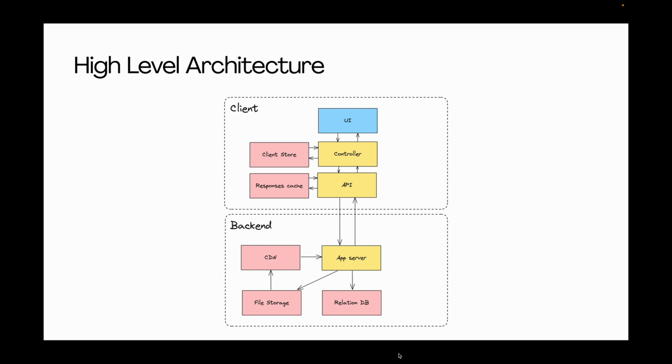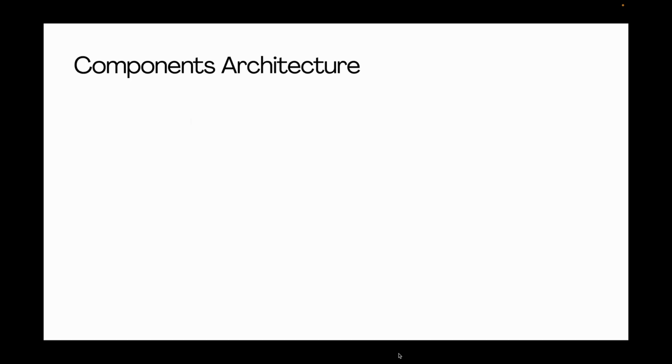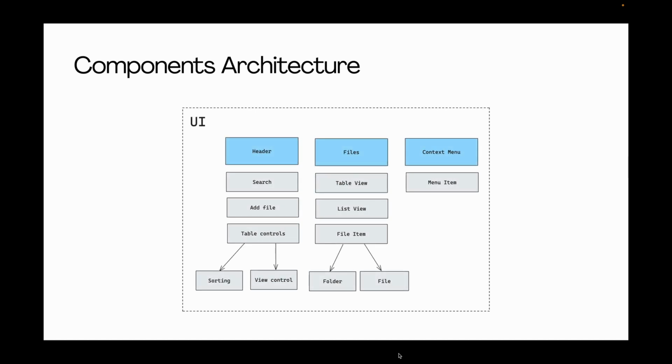Let's take a closer look at big components details. Discussing component details shows the interviewer that you are aware of the composition of components. Our application will consist of 3 main parts: header, files, and context menu. Header includes features that are available for our table. For example, search, adding files, and table controls like sorting and changing view models.